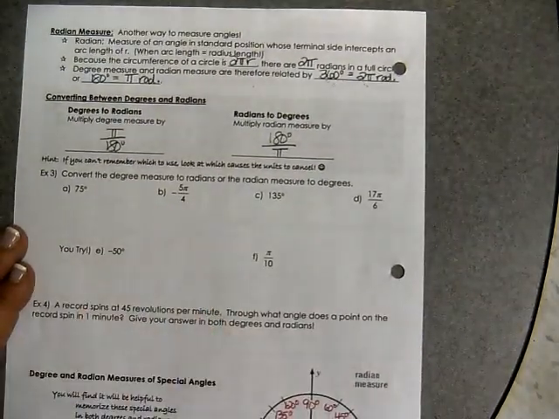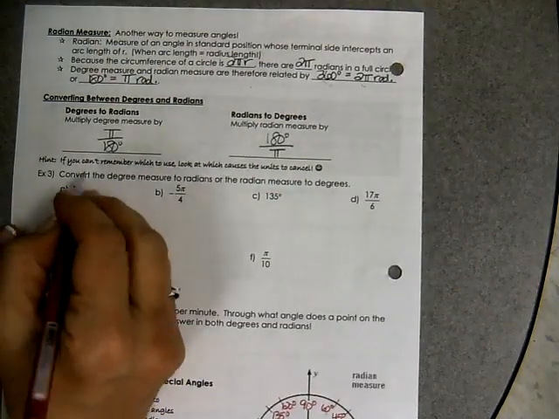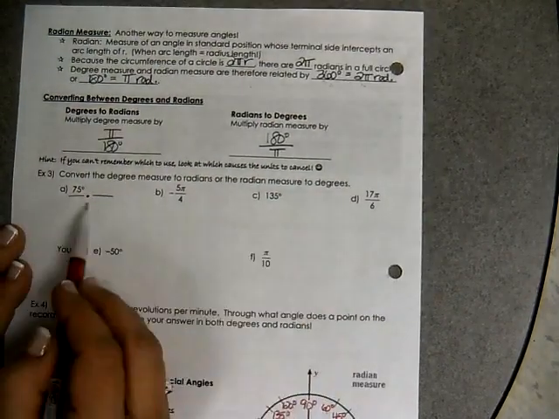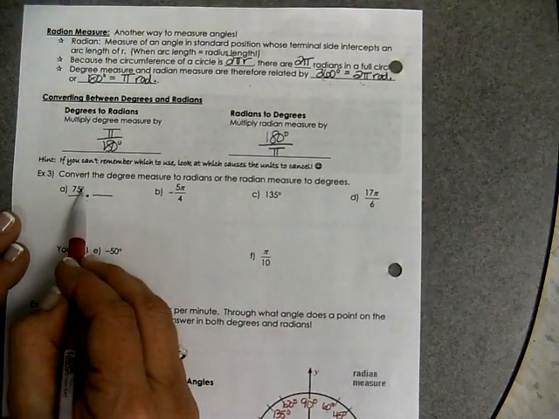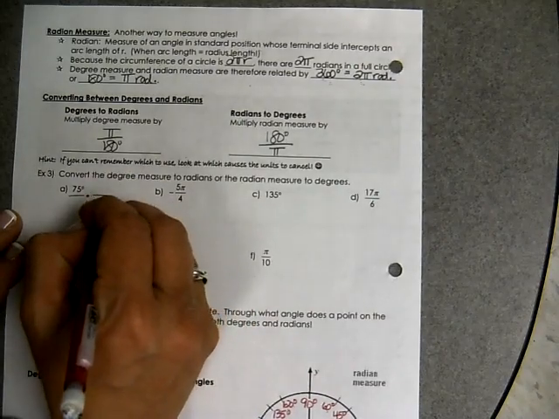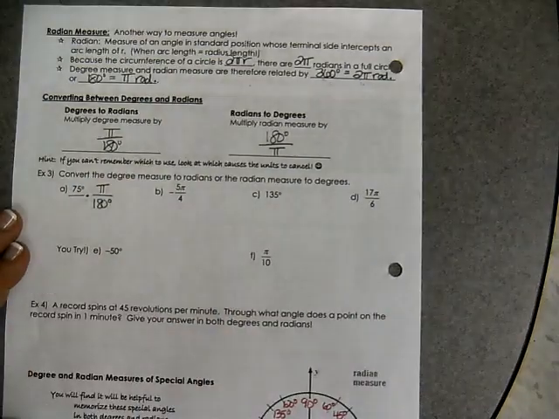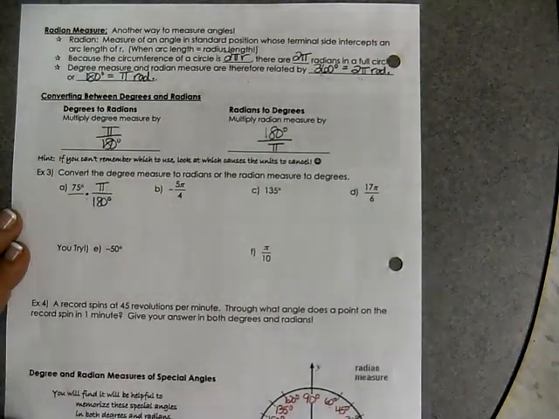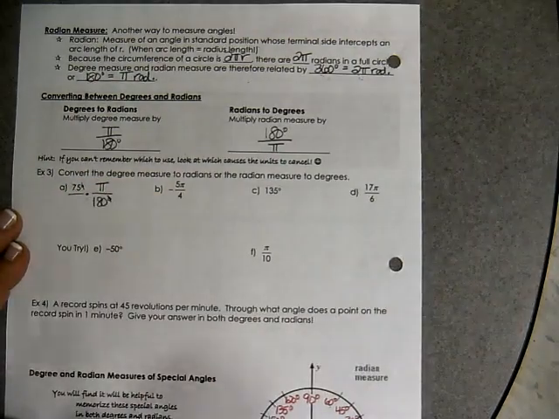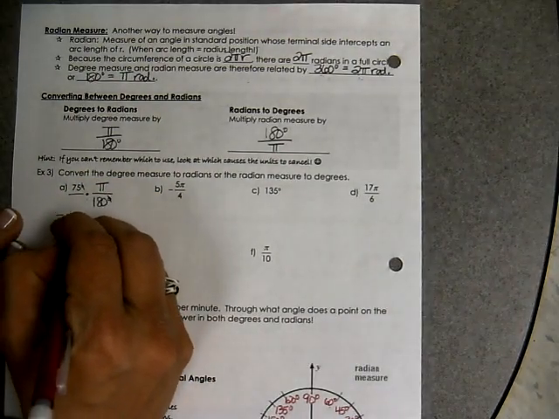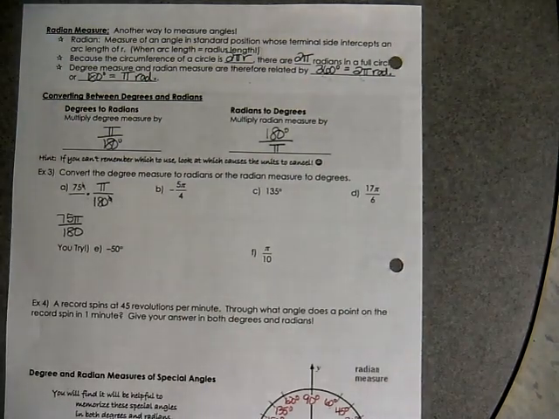So example 3 says to convert the degree measure to radians or the radian measure to degrees. So 75 degrees. So what makes the most sense to multiply by? Well, we have degrees in the numerator, so to cancel it, don't I want the degrees in the denominator? So that means that I'm going to multiply by pi over 180. And now the degrees cancel. And now you're going to have 75 pi over 180. Now, what do you think we should do with that?